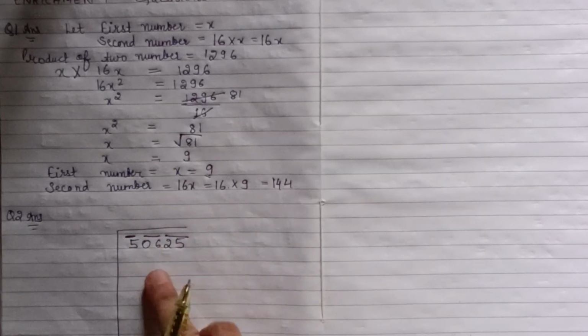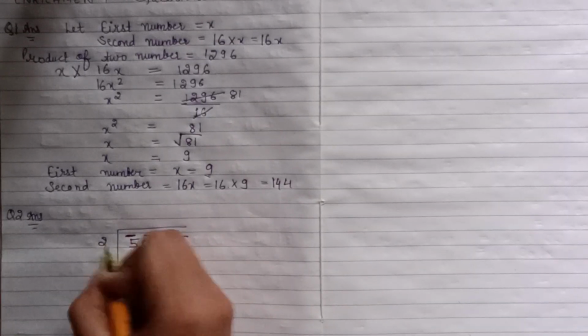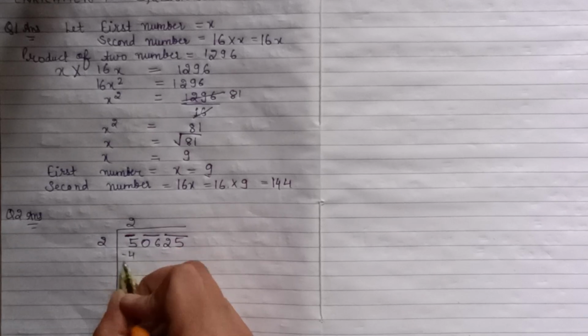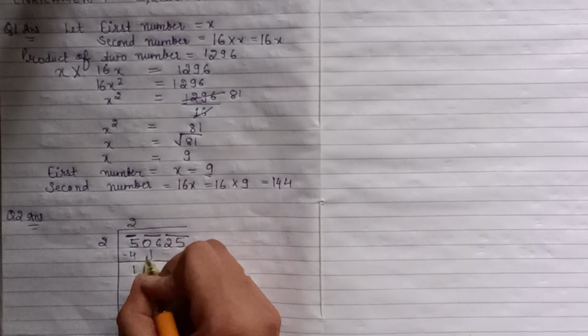Here 5 is a lone pair of 0, 6 and 2.5. 2 pairs are formed here. So 2 2s are 4. 5 minus 4 is equal to 1. Now 0, 6 will be brought down.